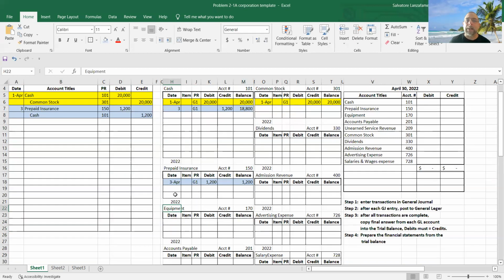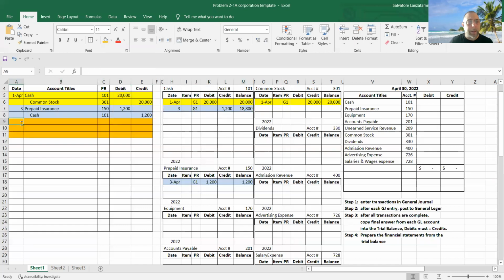Okay. So let's say the next transaction is we purchased equipment. The equipment cost $50,000. But we don't have 50. We only have 18,800. So we're just going to put a little money down. We're going to put like $10,000 down, and then we'll charge the rest. So this is going to require us to do 3 moves here.